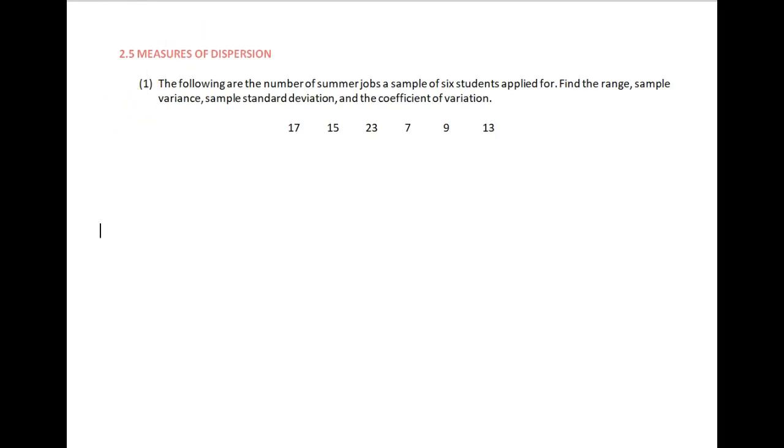So range, get my pen ready. The range is simply the maximum minus the minimum. Okay, so the range is just going to be the maximum, which is 23, minus the minimum, which is 7. So now that range is going to be 16. Okay, so that was the range, and so now let's start our calculation for our variance.